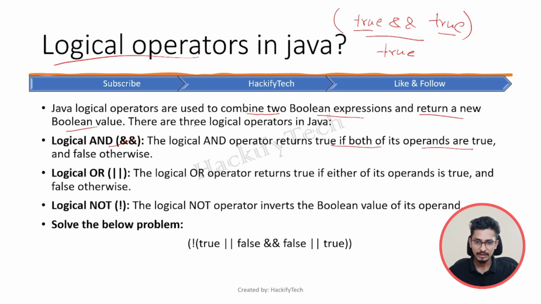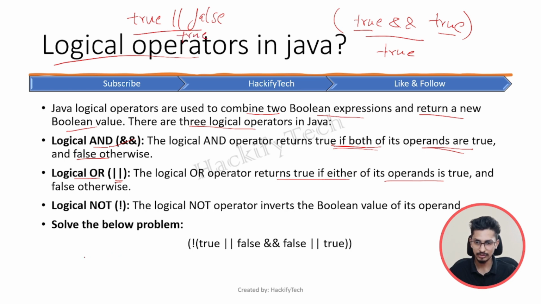So basically there are three logical operators available in Java. One is the logical AND operator, which will return true if both the operands are true, or else it will be false. Okay, so please make a note of this. Then we have the logical OR operator, which can be defined with double pipes. The logical OR operator returns true if either of the operands is true, which means when one of the statements is true, the entire statement is true.